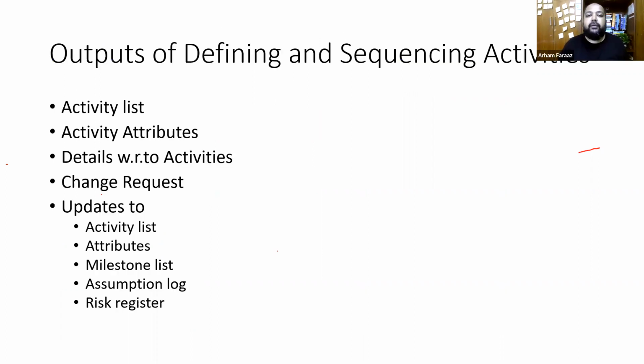Right. So the outputs of define sequence activities are: the activity list we have, activity attributes, the details with respect to activities, change requests, updates to the activity list, activity attributes, milestone list, assumption log, and risk register. So these are the outputs from this.